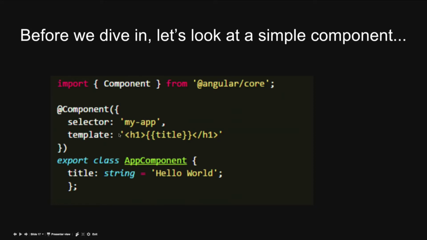We have our template, which right now is just a single one-way binding right here. And where this title is coming from is right here. So we have our app component class. This is a TypeScript class with a single title property. It's of the type string, and it is just saying hello world. So when this thing renders, you get a pretty good idea of what it's going to look like. It's a single h1 header tag with hello world in it. Does that seem pretty intuitive so far? Cool.